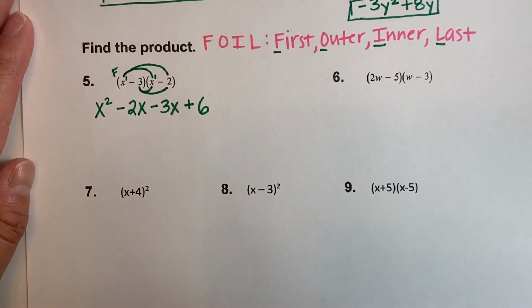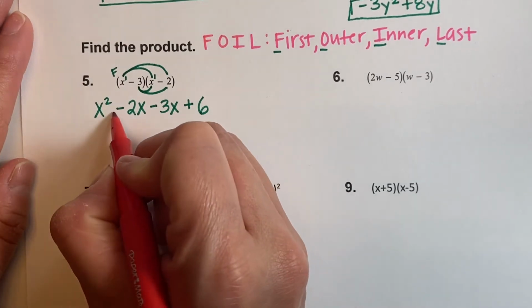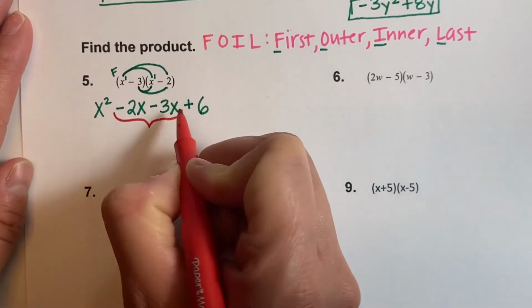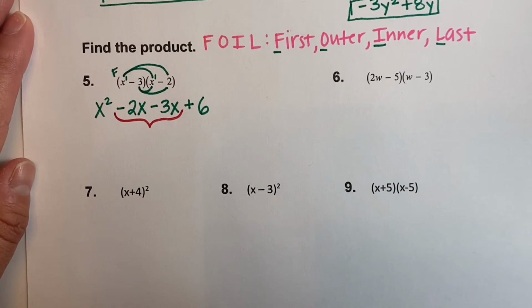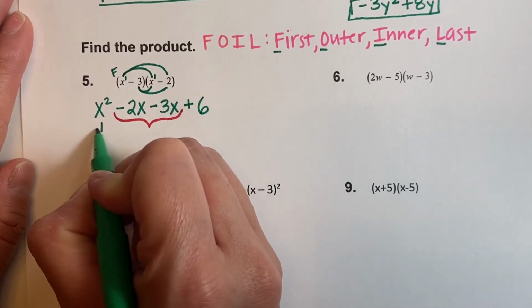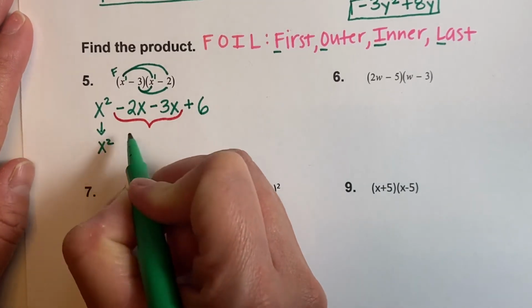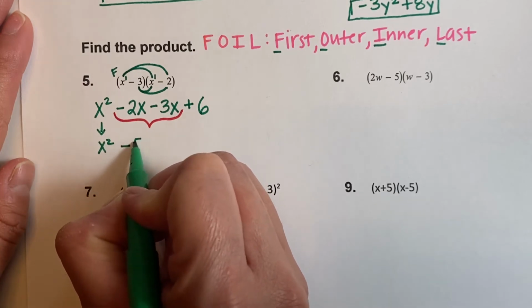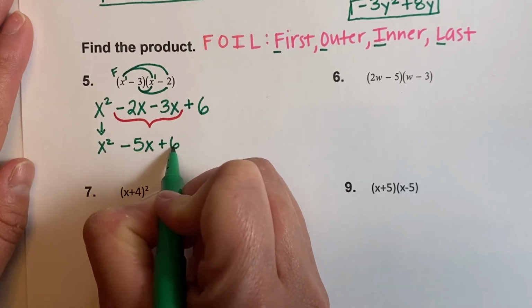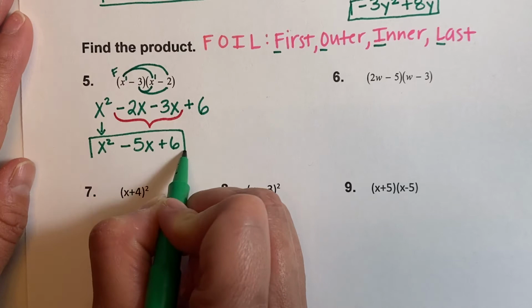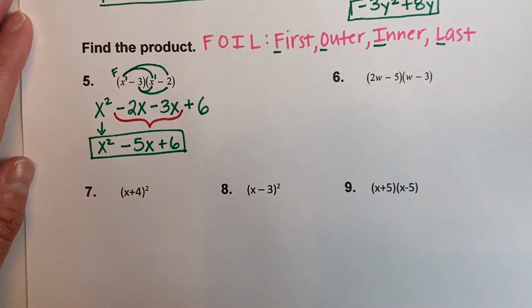And last, I just need to combine my like terms. My like terms are right here in the center: negative 2x and negative 3x. So I'm going to bring x squared straight down. When I combine that, I get negative 5x plus 6. And there are no more like terms in my problem, so I can just box that answer.